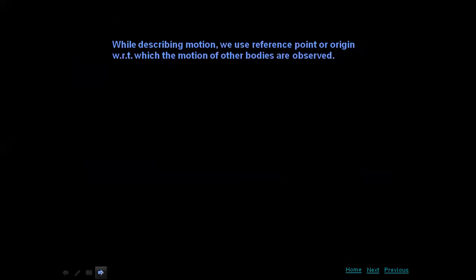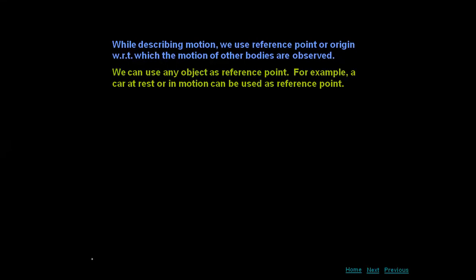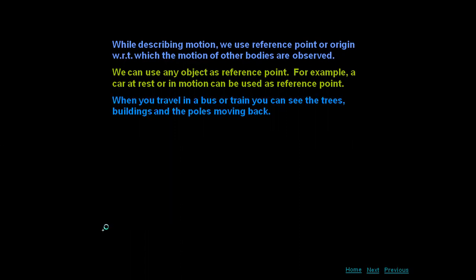While describing motion, we use a reference point or origin with respect to which the motion of other bodies is observed. We can use any object as a reference point. For example, a car at rest or in motion can be used as a reference point. When the reference point is at rest, that is called an inertial frame of reference. When the reference point is accelerating, which you will study in higher classes, that is called a non-inertial frame of reference. Here we will study only with respect to the inertial frame of reference.